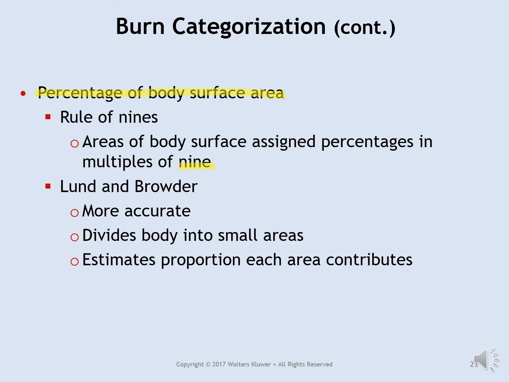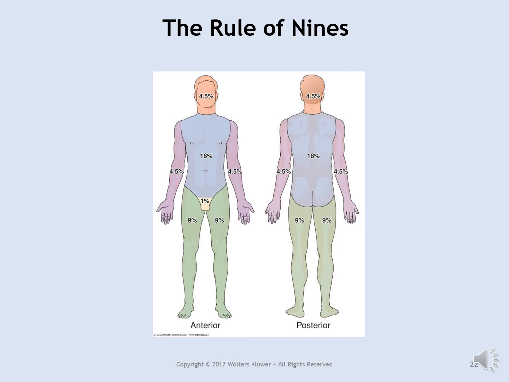So that's the depth. The percentage of body area is the other part of staging a burn. So we're going to talk about the rule of nines. The areas of the body are assigned percentages in multiples of 9, and I will explain what that means in the next slide. And there's also the Lund-Browder. We're not going to go into that, but that's another way to stage burn categorizations as well. So the rule of nines.